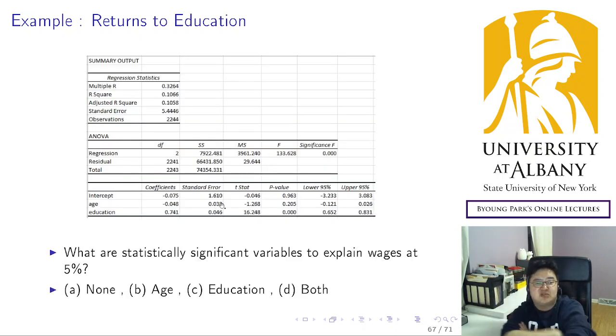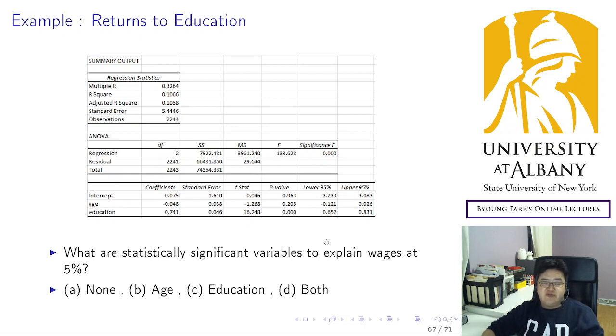And now I will ask you this way. Remember, statistical significance is a very important concept in regression models. And here we have two variables, age and education. Between them, what are statistically significant at 5% significance level? You may use critical value approach, t-stat approach, p-value approach, no matter what. And you may use these coefficients and standard errors and all the information here.